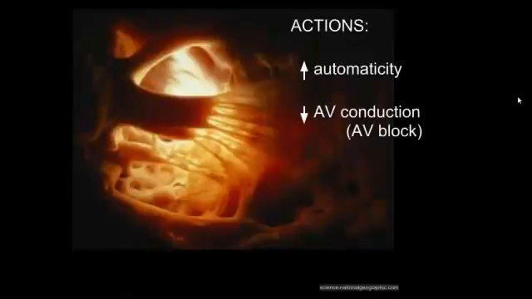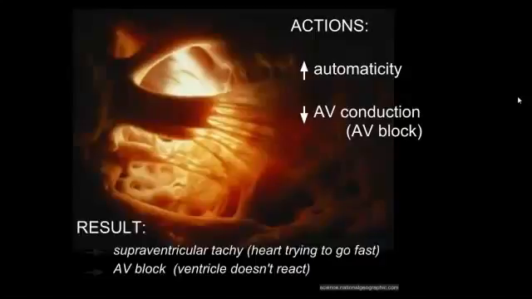So how does digoxin affect the heart? Well, first of all, it increases the automaticity, and second, it causes a decrease in AV conduction, also known as AV block. So the result of this is going to be supraventricular tachycardias, in other words, your heart trying to go really fast has that increased automaticity, and then AV block, so your ventricle is not reacting.